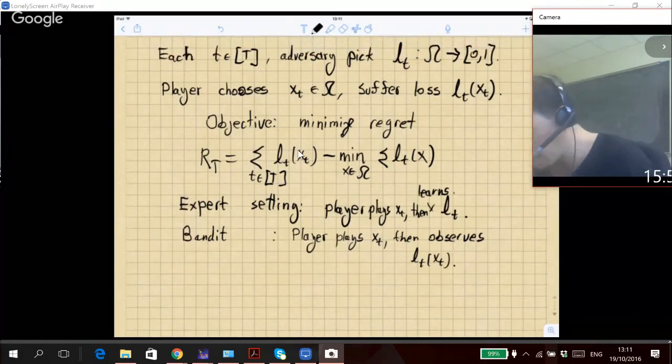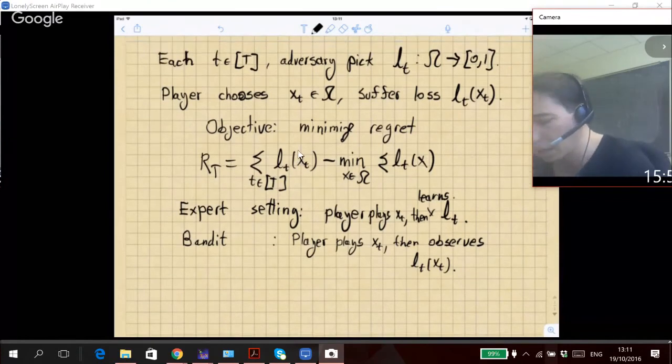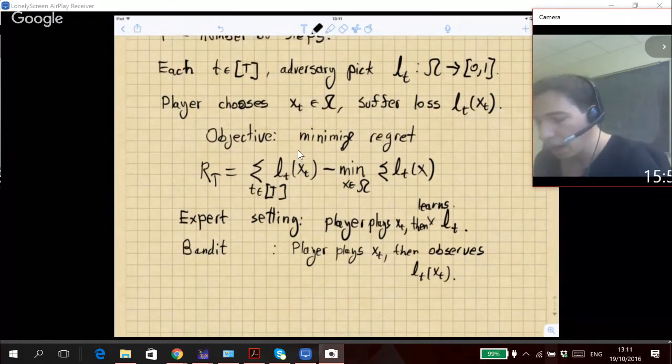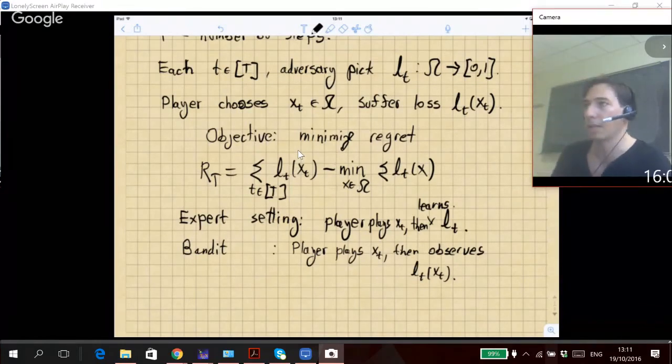Now, in the expert setting, you can think about these problems as I have many experts. They're suggesting me certain strategies, say financial strategies, and I pick one, but afterwards I can simulate all the other strategies and I know what would have happened if I had picked any other one of them.